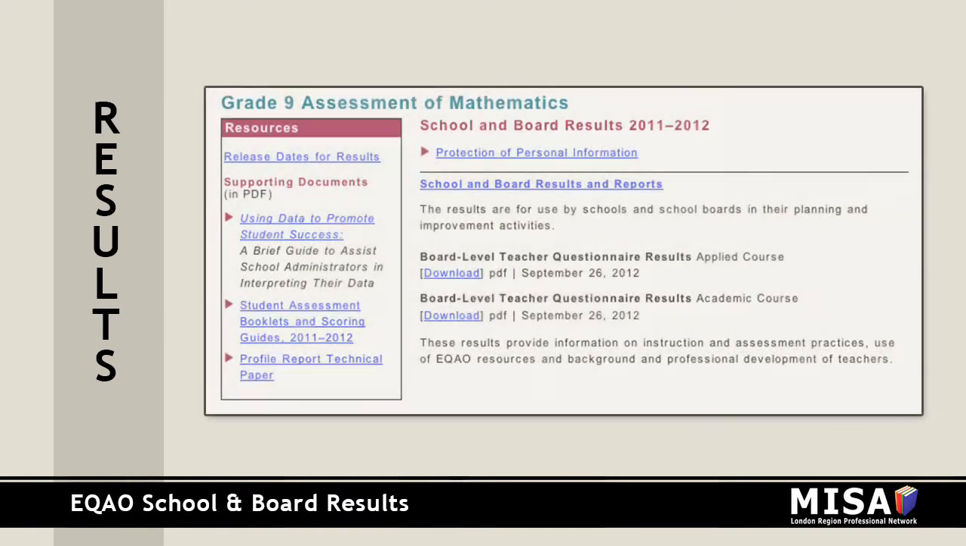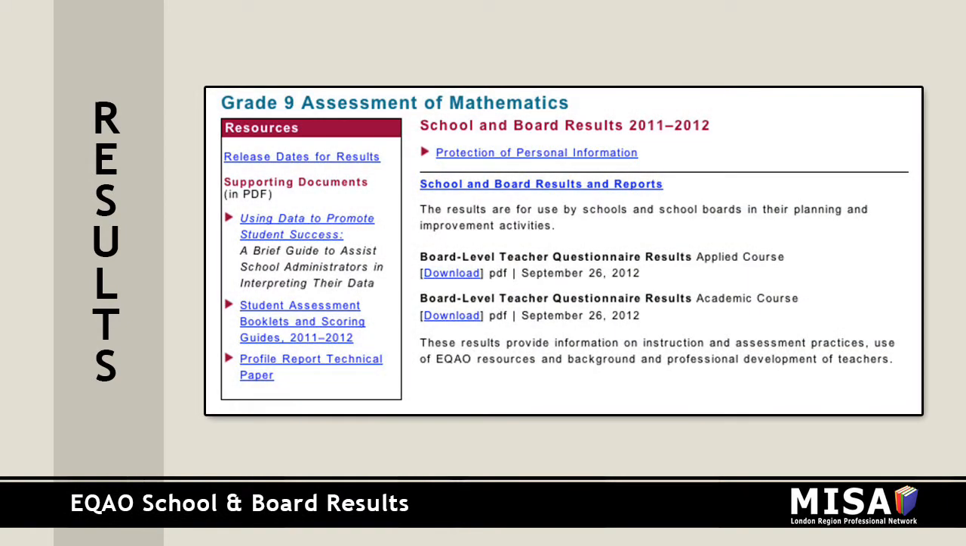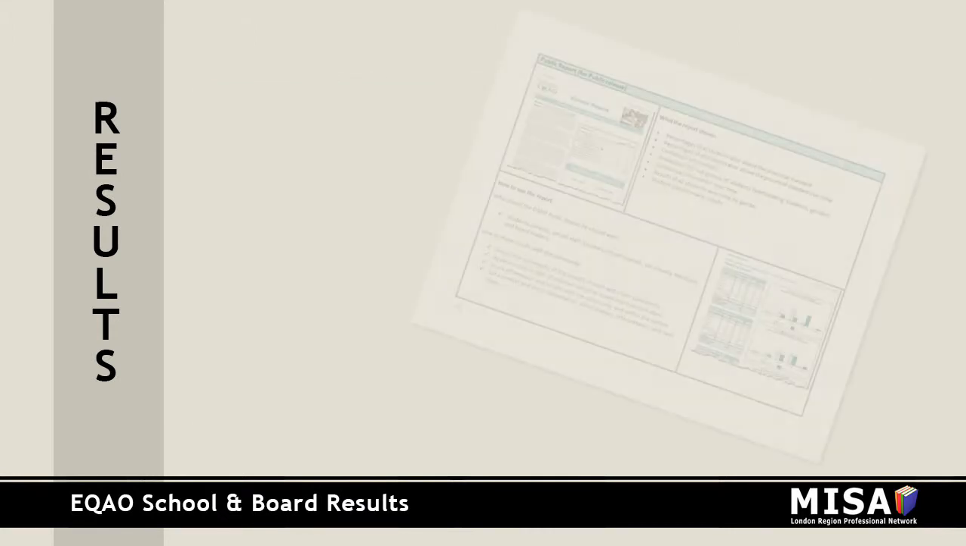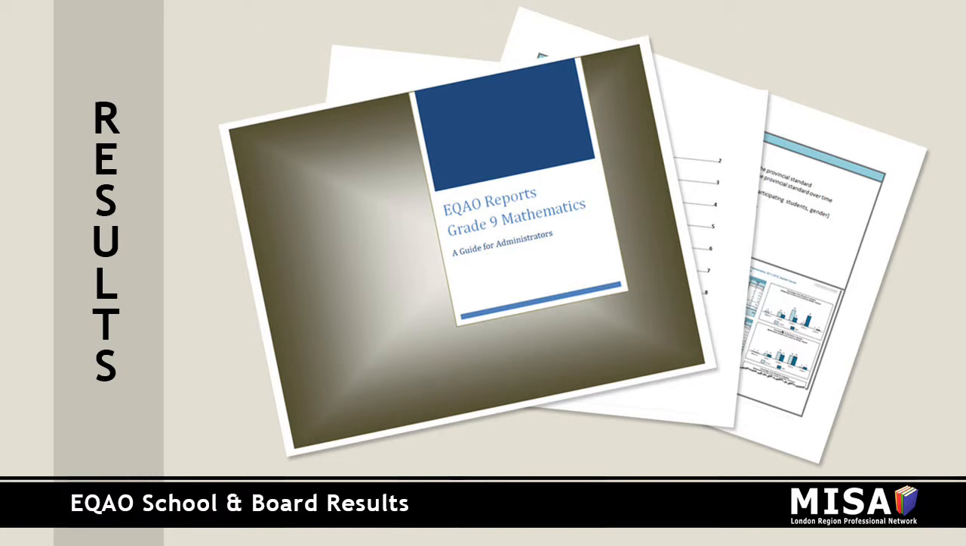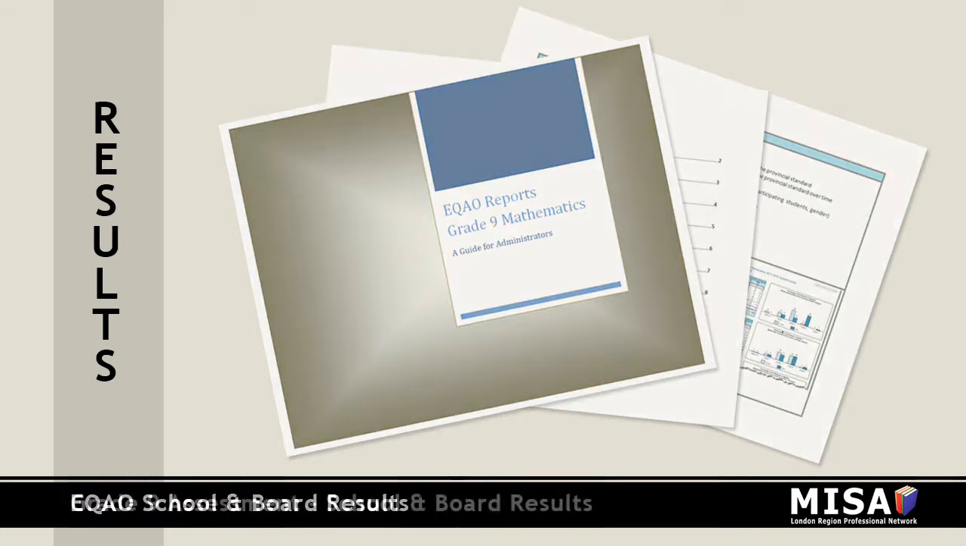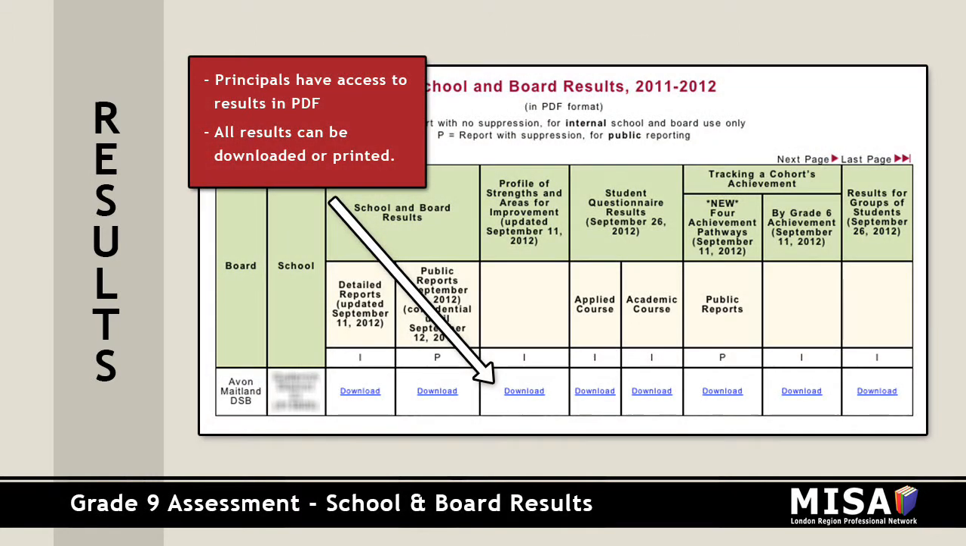On this page, you will find the board-level teacher questionnaire results for both the applied and academic course. There is no questionnaire data for the OSSLT. For more information on how to use these reports, please see the provided resource guide. A chart of reports available to your school is at the bottom of this page.